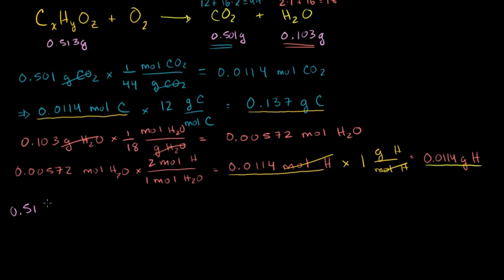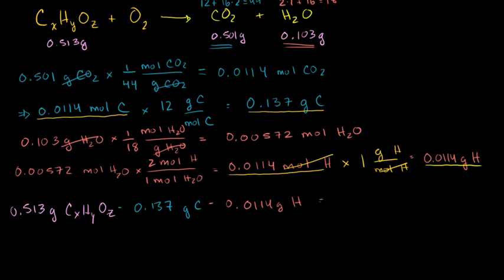Actually, just so you get the whole idea, we started off with 0.513 grams of acid, whatever it is, minus, let me write it this way, even better, CxHyOz, minus our 0.137 grams of carbon minus our 0.0114 grams of hydrogen will give us our grams of oxygen that we're dealing with.